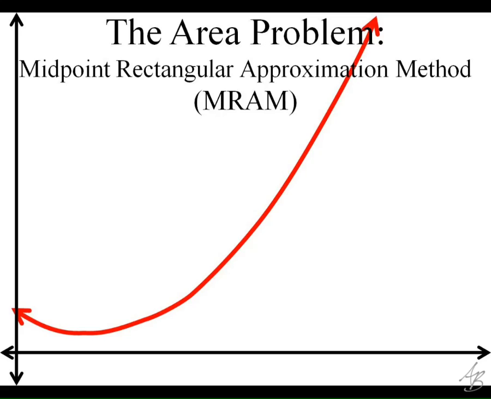One nice thing about MRAM is it's usually a little bit more accurate. Unless it's just kind of a crazy function, then it may not be. But if it's a strictly increasing function or strictly decreasing function, we know that RRAM and LRAM are going to be either an over approximation or under, and MRAM is going to be somewhere in between, usually. If it's strictly increasing or strictly decreasing, it will be somewhere in between, which means that it's probably going to be closer to the actual value.